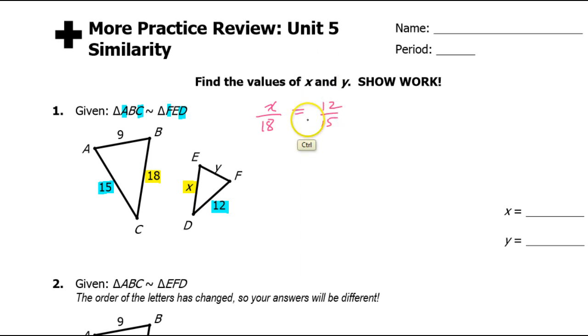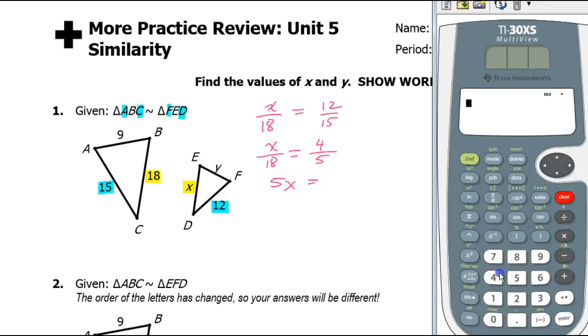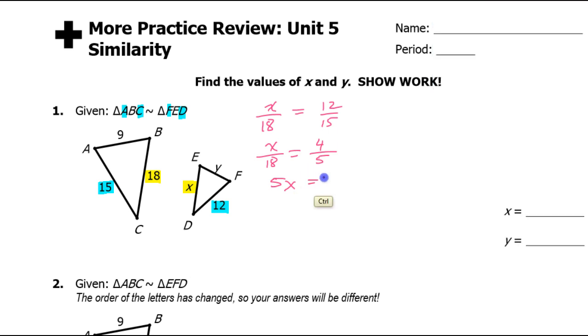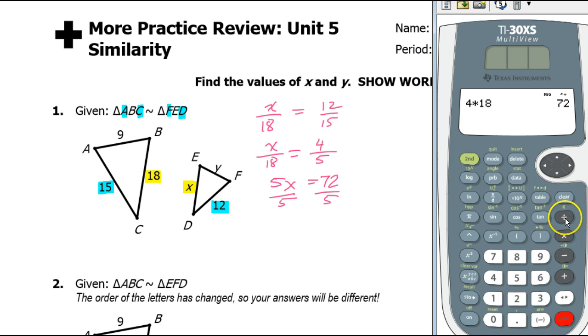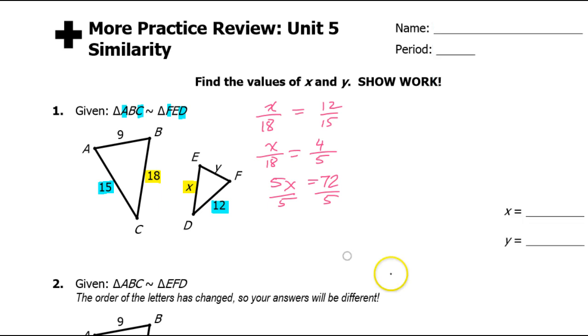Now I like to reduce when I do these. Both of these are divisible by 3. So let's see, x over 18. 3 goes into 12 4 times, 3 goes into 15 5 times. And then we cross multiply. So looking at this diagonal, I have 5x. And looking at this diagonal, well, I don't happen to know what 4 times 18 is off the top of my head. So 72. And then I would have to divide both sides by 5. So that's 14.4.